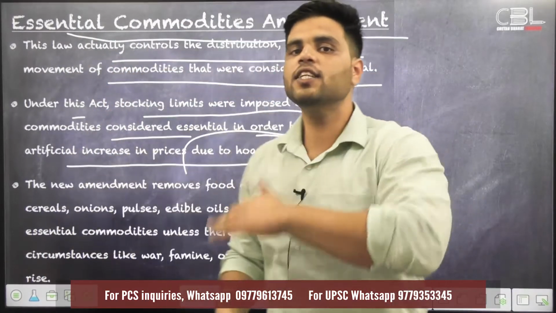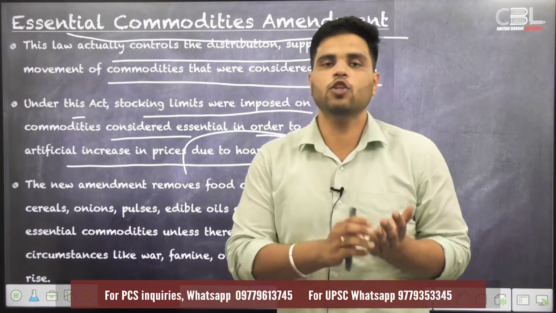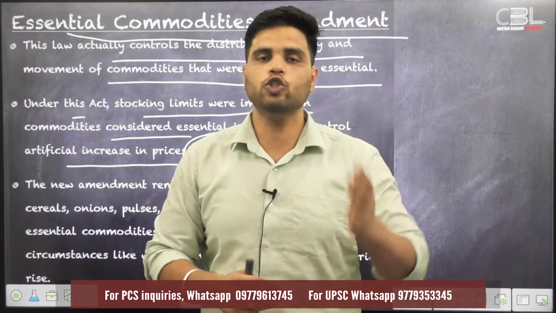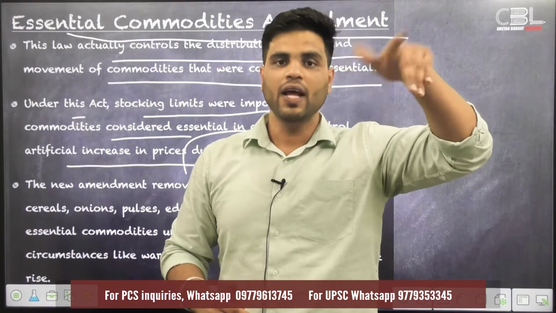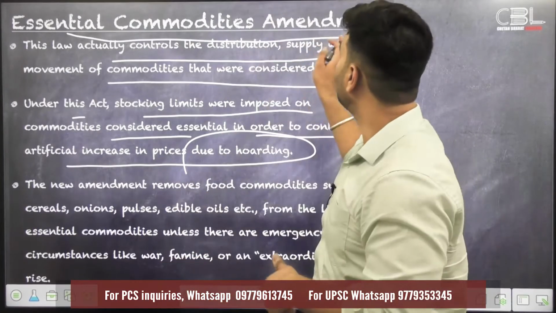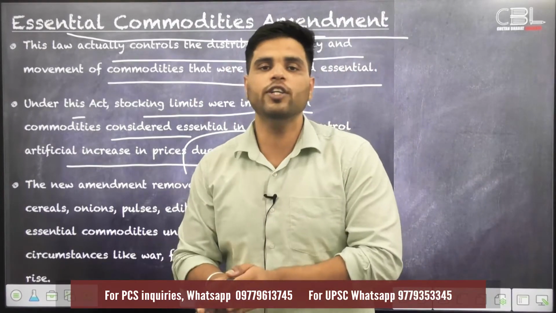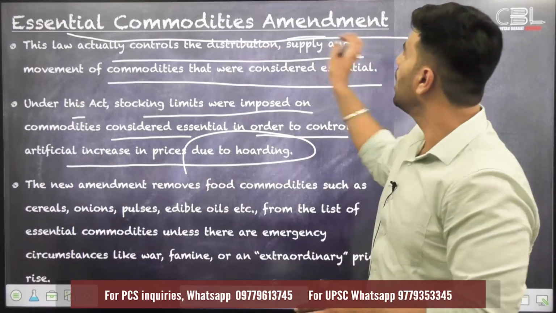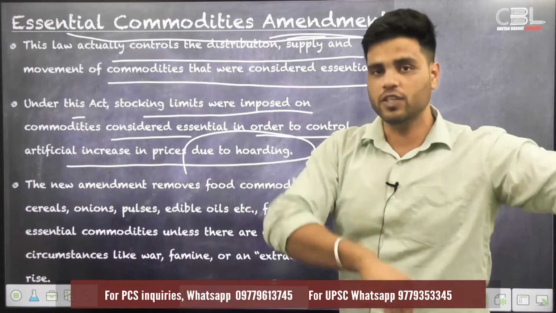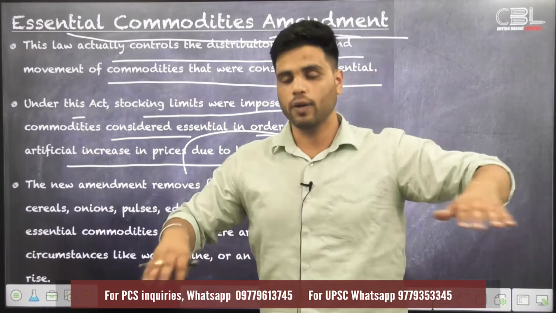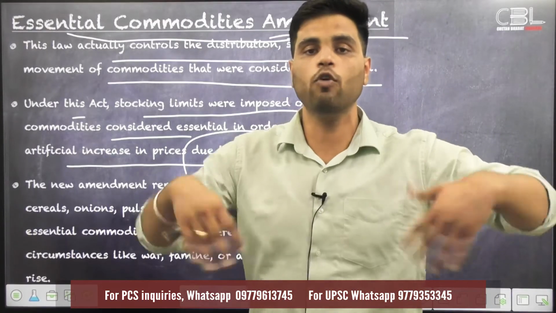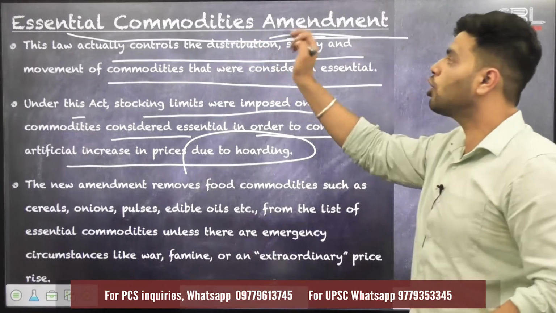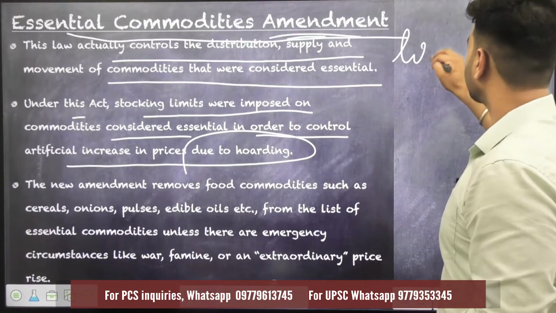Okay, so under the Essential Commodities Act, earlier these hoarders were prohibited from stocking beyond a particular limit. Now what the government has done through this amendment is that agricultural commodities would be extracted out of the purview of this bill. So agricultural commodities would no more form a part of the Essential Commodities List.